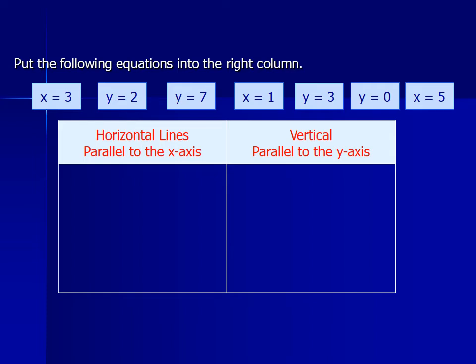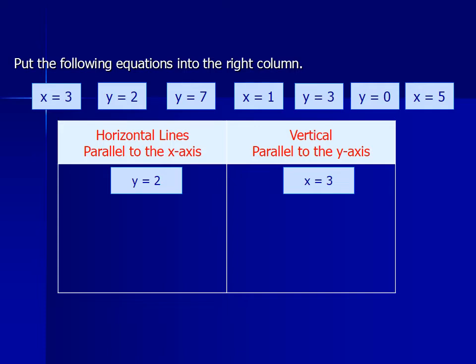Now it's your turn. Put the following equations into the right column. We have 2 columns, horizontal lines parallel to the x-axis or vertical parallel to the y-axis. The first one, x equal 3. What do you think? Excellent. It's vertical parallel to the y-axis. Y equal 2. Yes, it's horizontal lines parallel to the x-axis.